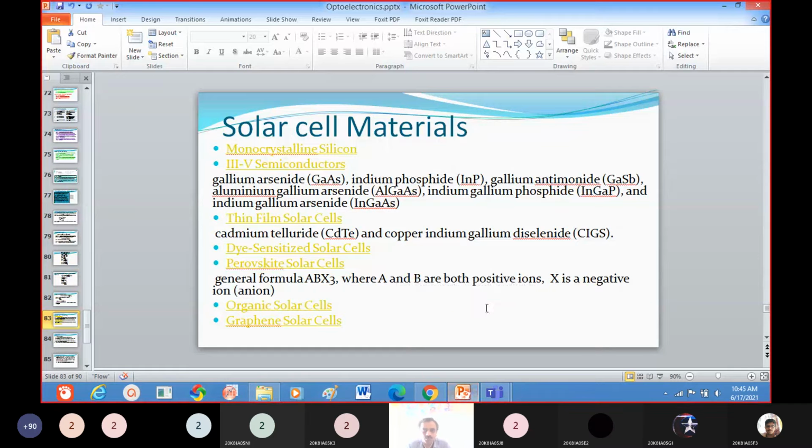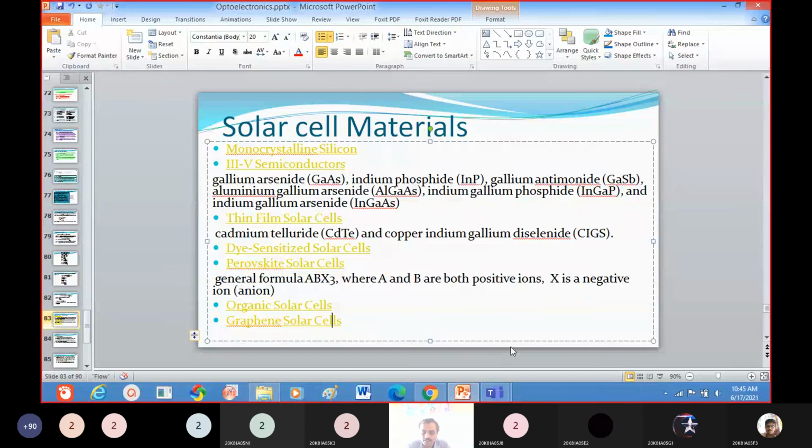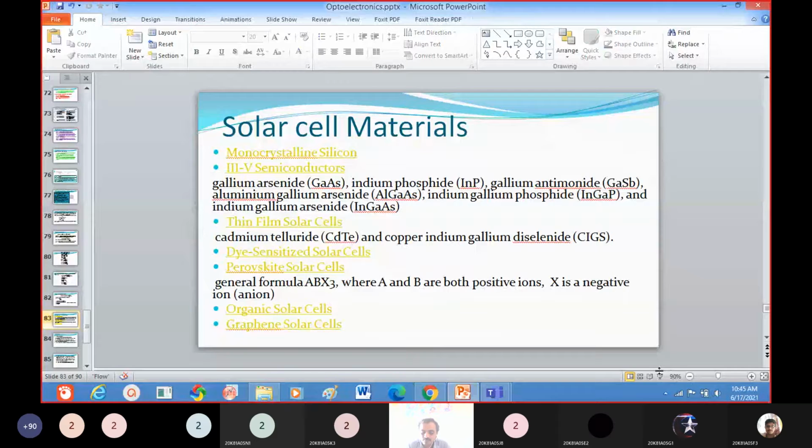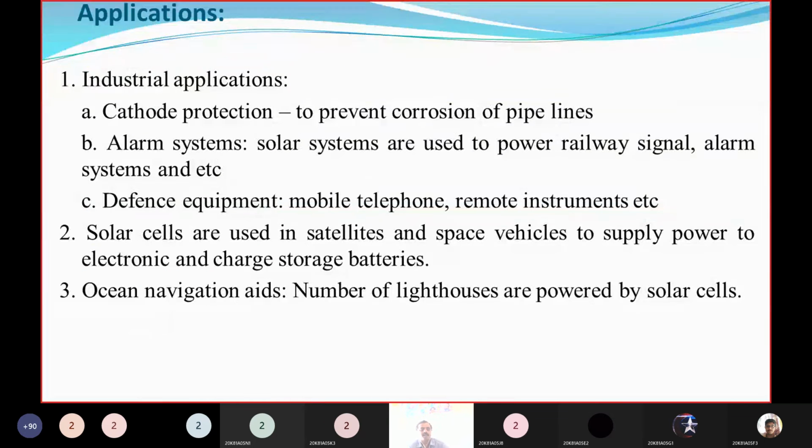So these are the solar cell materials, and next we will go to the applications of the solar cell materials. First one, in industrial applications, cathode protection. For protecting the cathode here.